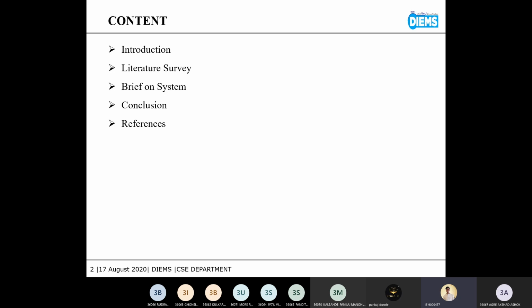First of all, I will introduce my content, what I am going to present to you. First, I will give a short description of what is 5G. Then I will cover two literature surveys about 5G's network and communication, and a brief system of 5G, what is the hardware of 5G and what is the software of 5G, and a conclusion and some limitations of 4G and some references from where I got the data.